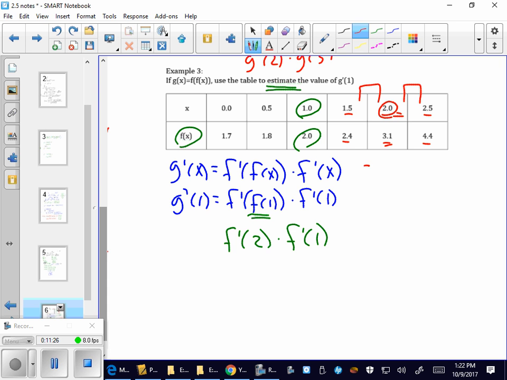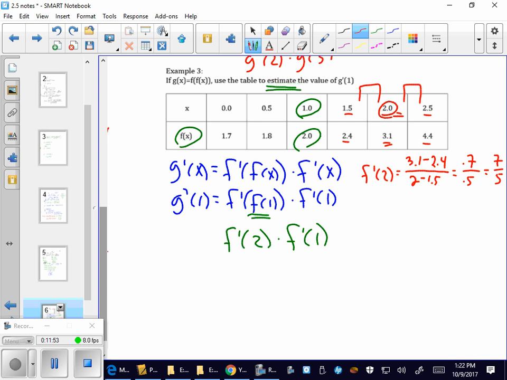So f prime of 2, I'm just going to put this up here. We're going to have to average these. So the first one is going to be 3.1 minus 2.4 over 2 minus 1.5. So what's 3.1 minus 2.4? It's 0.7 over 0.5, multiplying top and bottom by 10. That gives me 7/5. Okay, that's one side.